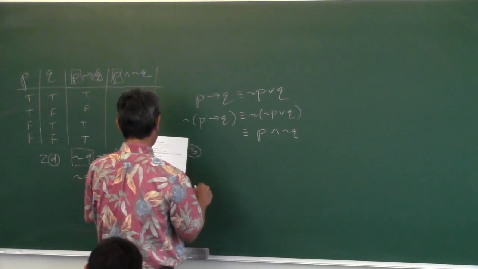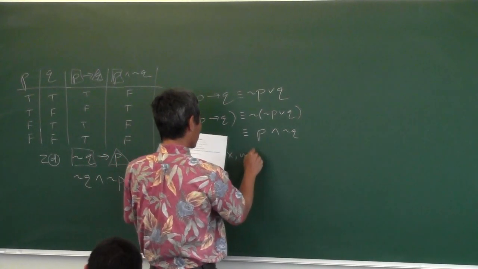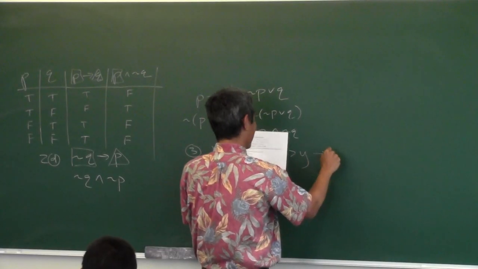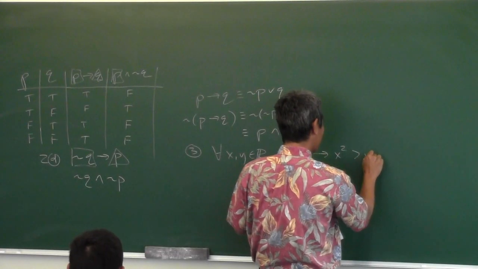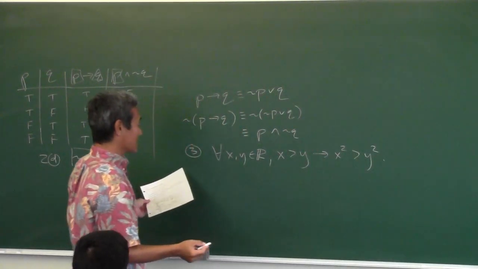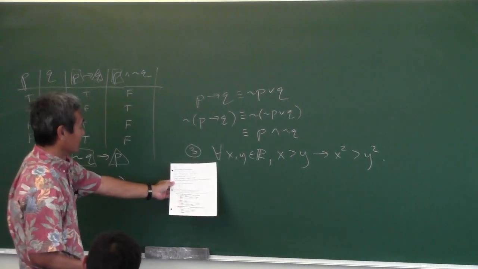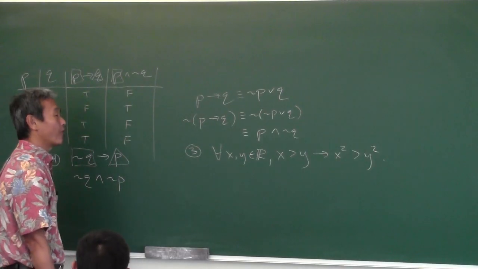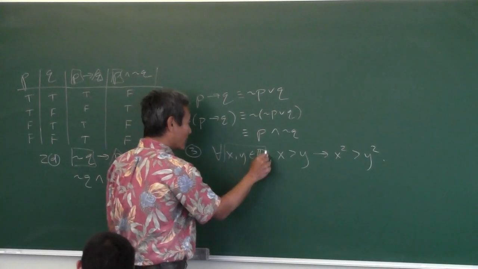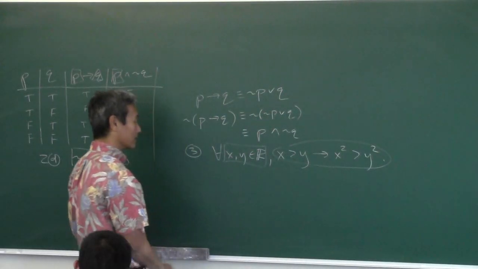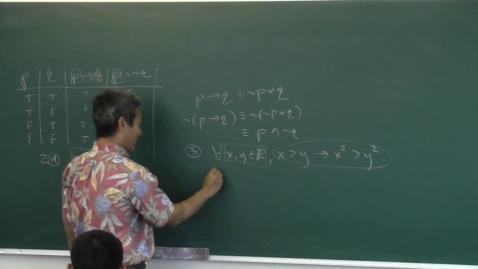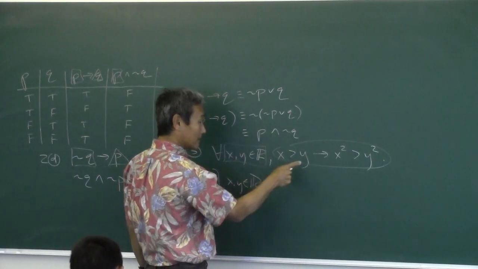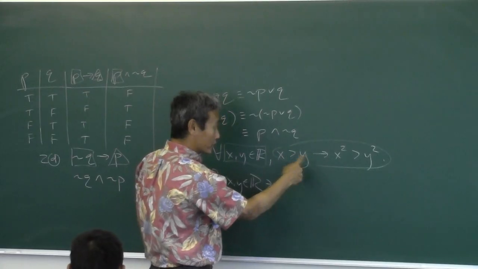Write the negation of the following statement. For all real numbers x and y, if x is greater than y, then x squared is greater than y squared. Now, what kind of statement is this? It's universal. What's the form of a universal statement? For all box, comma, oval, right? How do you negate that? There exists box such that not oval. So you have to negate this.